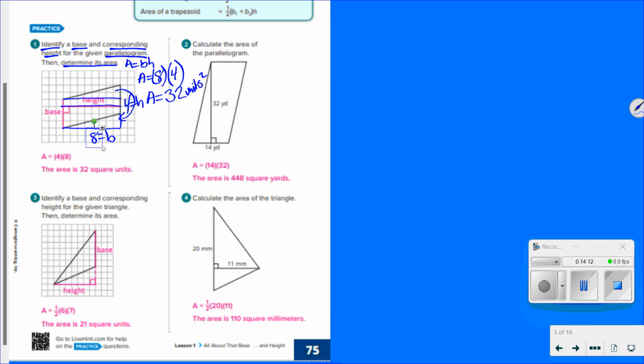Number 2, calculate the area of a parallelogram. All right, our area of a parallelogram is area equals base times height. That's the first thing that needs to go down on your paper, is identifying what formula you are going to use. This one gave us numbers. Which one's going to be our base? Which one's going to be our height?